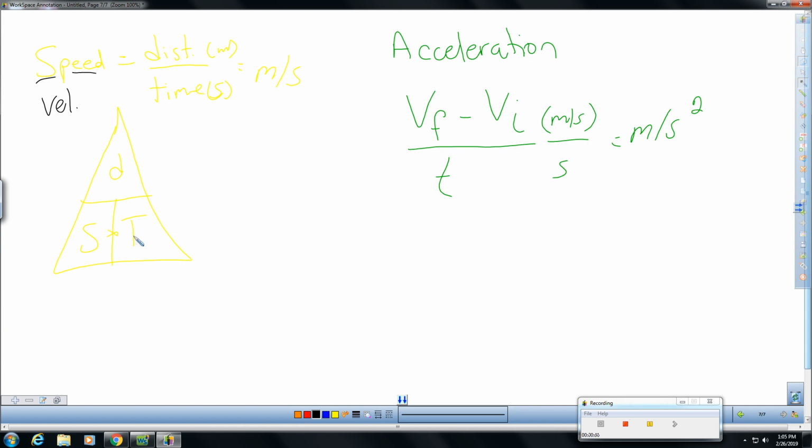Acceleration is the final velocity minus the initial velocity, divided by how long it took to change those velocities. So that's why it's meters per second over second, which turns out to be meters per second squared.